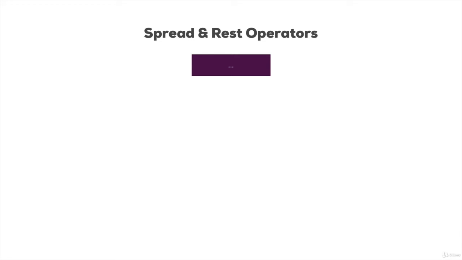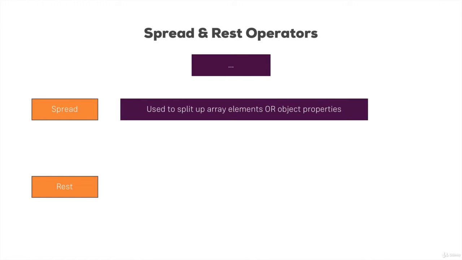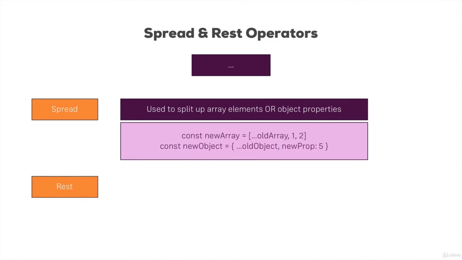Now, if we call it spread or rest, depends on where we use it. The spread operator is used to split up array elements or object properties. So we spread up an array or object. For example, if we have an old array and we want to add all the elements from that old array to a new array and additionally add a 1 and a 2 element, this first syntax would be what we use. 3 dots in front of old array will simply pull out all the elements and add it to the new array, which we create with the square brackets. And also, of course, then we can add more elements to it, since we just used the normal syntax with square brackets to create an array.